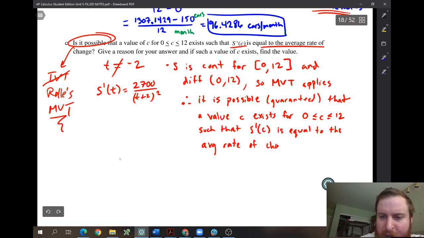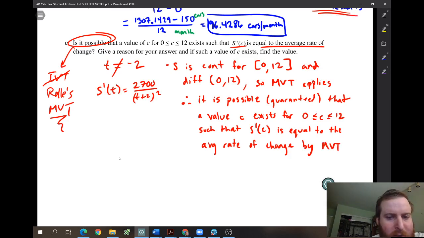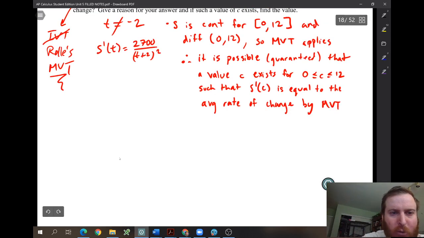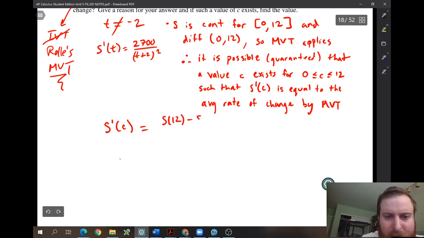And I'm going to just add in again by MVT. Really, they're going to look for the words MVT once, but the more you have it, the better. So by MVT. Now we want to then go ahead and solve it. So how do we solve it? We need to set the derivative, right? We need to set s prime of c equal to s of 12 minus s of 0 over 12 minus 0, equal to the average rate of change.